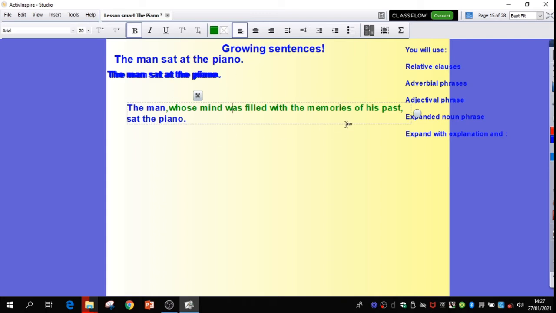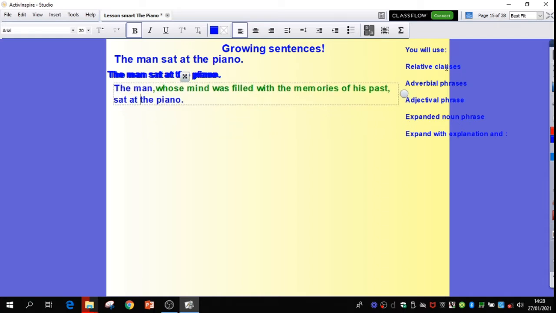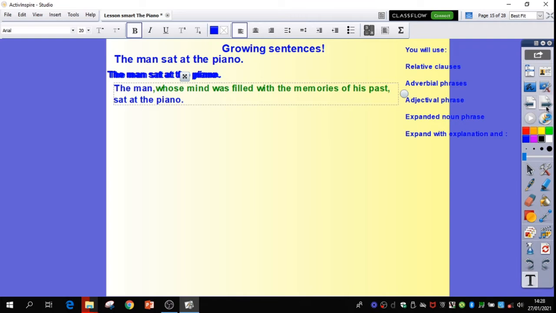That's extra information that adds detail to my sentence, but if I took it completely out, the sentence would still make sense. So the man sat, that doesn't make sense, it's the man sat at the piano. So the man sat at the piano makes sense on its own, but that's the extra piece of information. Okay, so that there is my relative clause. I could tick that off if I had it. I've got a sheet of paper by the side of me, so I'm going to tick that I have actually done the relative clause. So now I'm going to move on to my adverbial phrase.